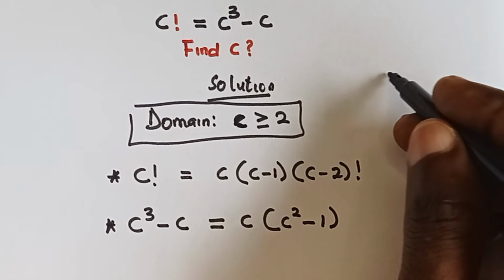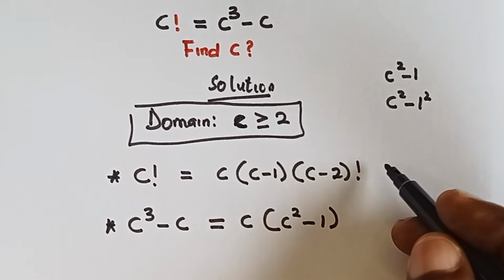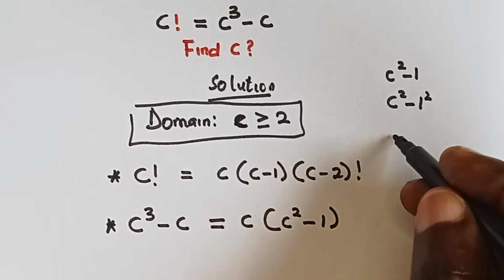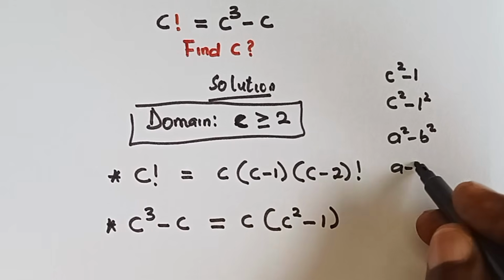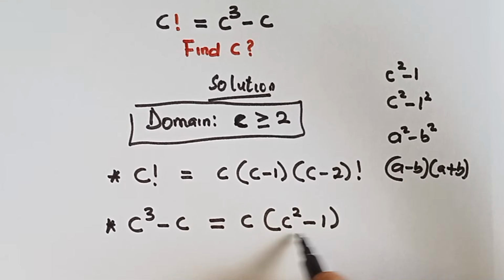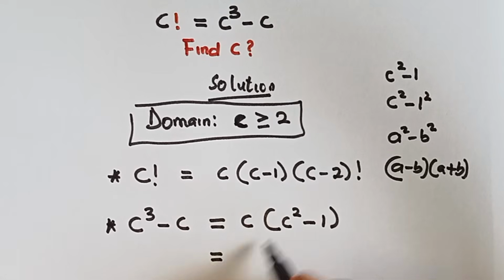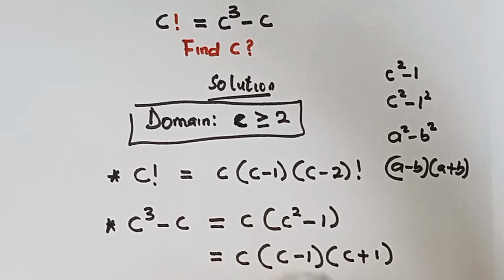Remember, c squared minus 1 is the same thing as c squared minus 1 squared, and we have a difference of squares. If we have a squared minus b squared, it will give you (a minus b)(a plus b). Right, difference of squares, and that's what we are going to do here. So that means this can be c, then we have (c minus 1)(c plus 1). Okay, so that is what c cubed minus c is.